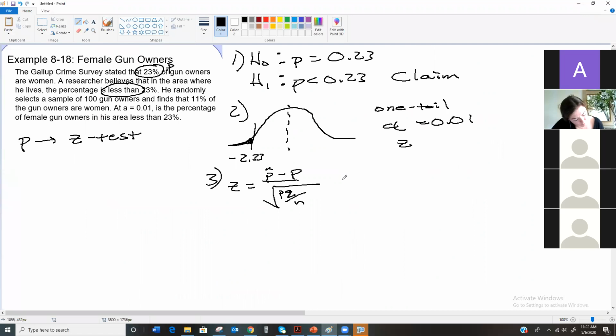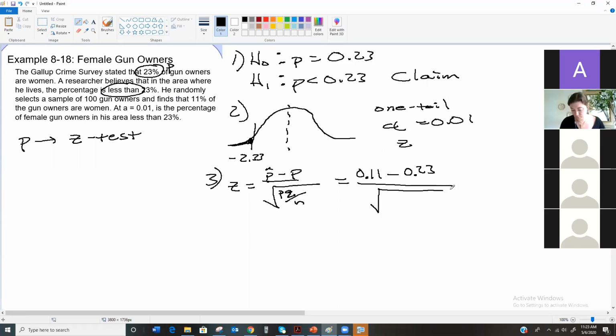Okay, so what's our P hat? Would that be the 0.11? Because it says out of a sample of 100, he finds 11%, right? Yep. So in this one, they were nice enough to say 11%. It was a sample of 100, so that means he found 11 of them. So if he said he finds 11 of them are women, it'd be 11 out of 100, which is still 0.11. So they could give it to you either way. Okay, and then what's our P? 0.23. Yep, same one that we had up here. We just said it right here, P is 0.23.